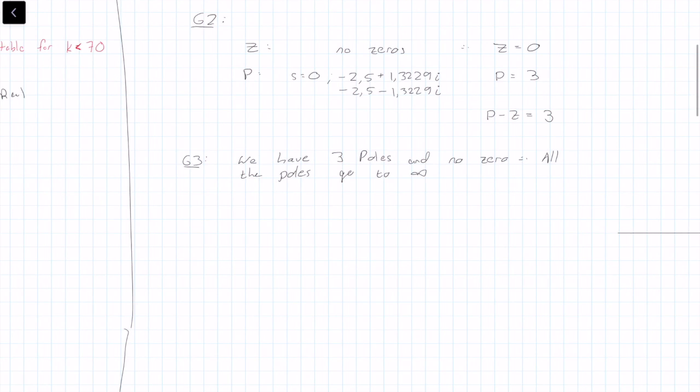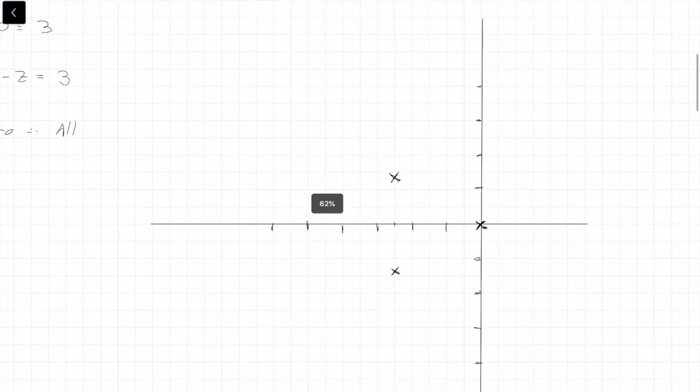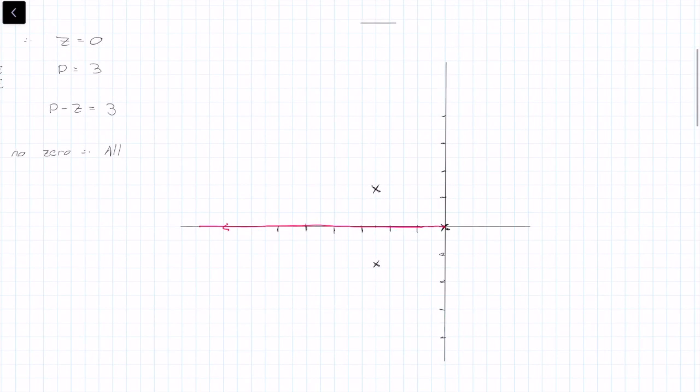Okay, so using guide 4, remember when we're counting these, there's only one pole or zero on the real axis, in this case a pole. So we have an odd number, and we have to take this one all the way to infinity. If we had another zero or pole on the real axis, then we could have stopped it there, but we don't. Therefore, that goes to infinity.